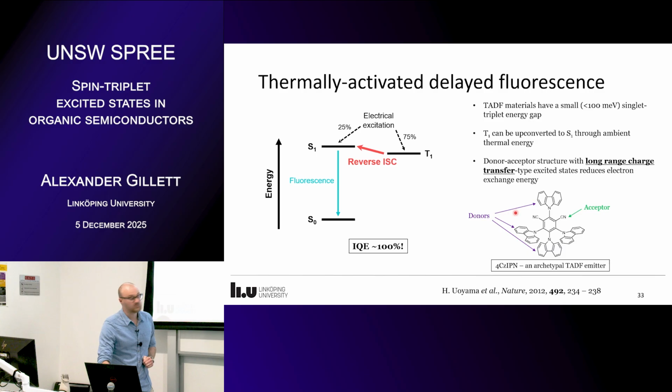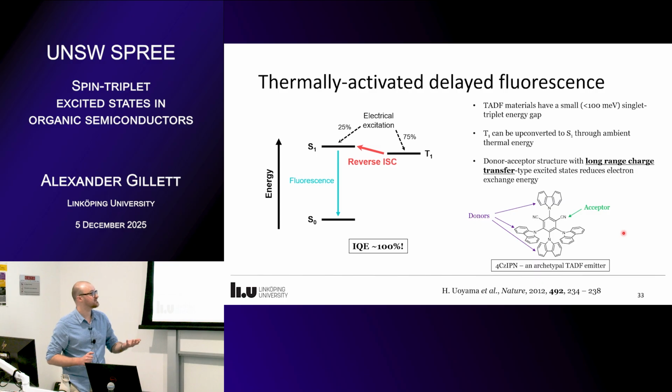If you're making an excited state with charge transfer character, you minimize the overlap of the electron and hole wave functions, because the HOMO gets stuck on the carbazoles around the outside, and the LUMO gets stuck on the acceptor in the middle. What you get from that is a small electron exchange energy, and then you make your singlet-triplet energy gap small, which, let's say small is on the order of 100 millielectronvolts or less.